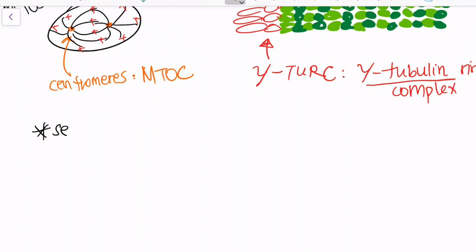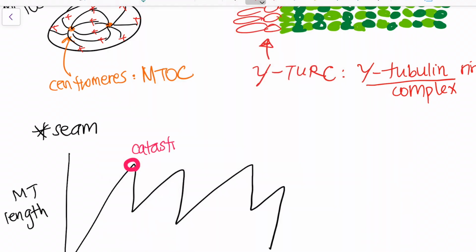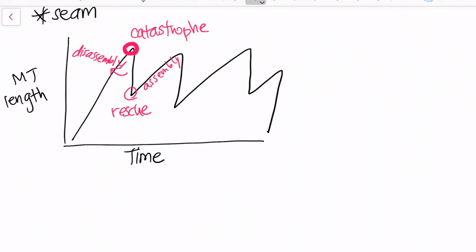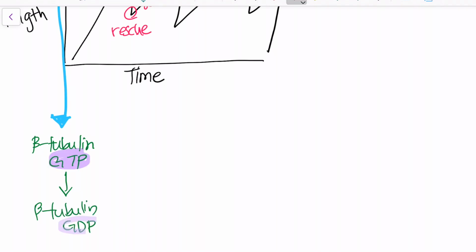Now back to the seam and why it's so important. It allows microtubules to elongate progressively and suddenly shorten. This growing and shortening only happens at the positive end. This graph of microtubule length versus time depicts how catastrophes occur, causing microtubules to shorten and disassemble, then rescues occur, allowing for growth and assembly. These catastrophes are regulated by GTP hydrolysis on the positive end, which is the side that beta-tubulin occupies.